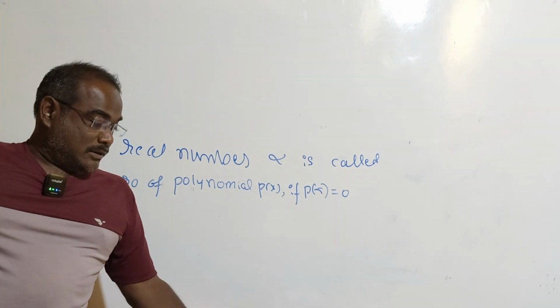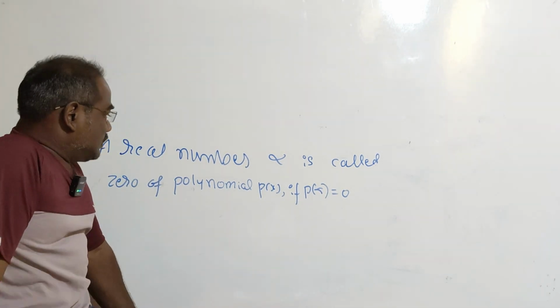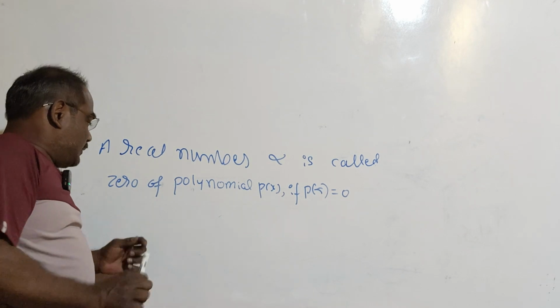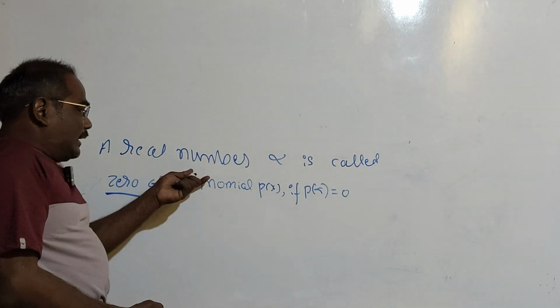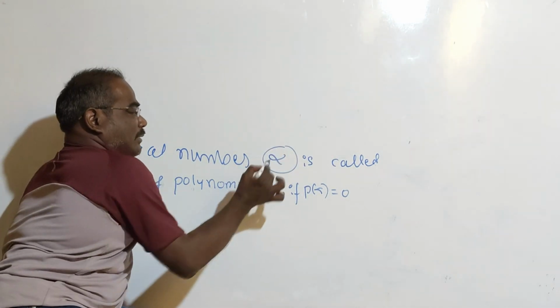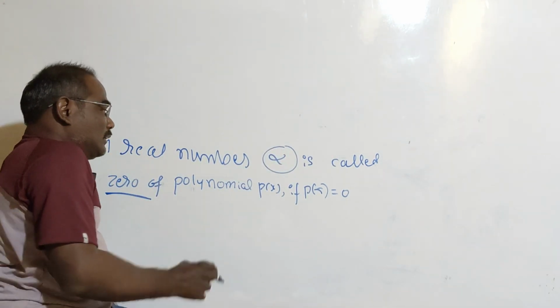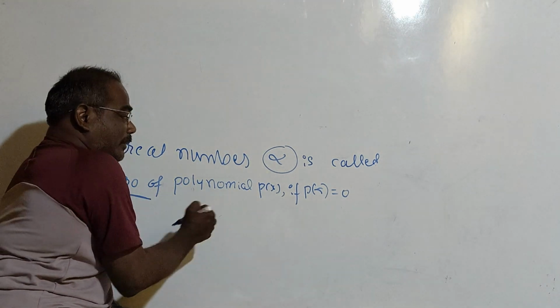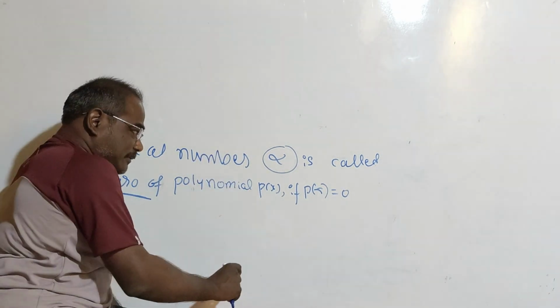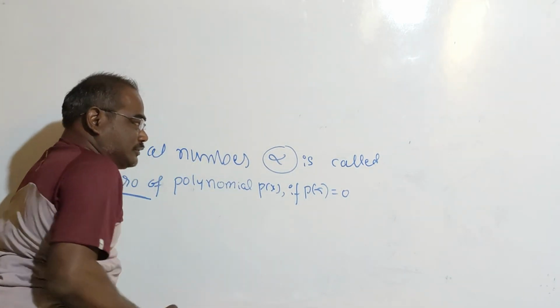Okay. Today we are going to study about zero of a polynomial. What is a zero of a polynomial? A real number alpha. Alpha is a real number. If we want to say alpha is a zero of a polynomial, it should satisfy the condition p of alpha is equal to 0.